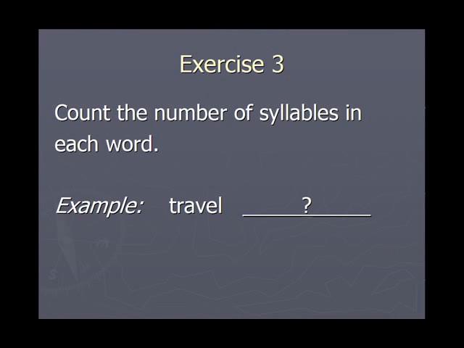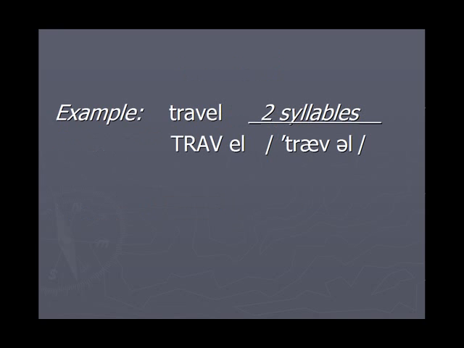Exercise 3. Count the number of syllables in each word. Here's an example. Look at the word and say it out loud. The word is travel. How many syllables? 2. Travel. There are two vowel sounds in this word. Travel, two vowel sounds, two syllables.